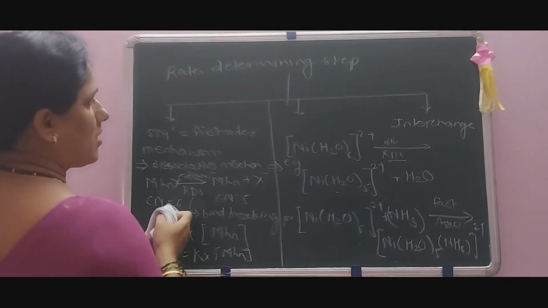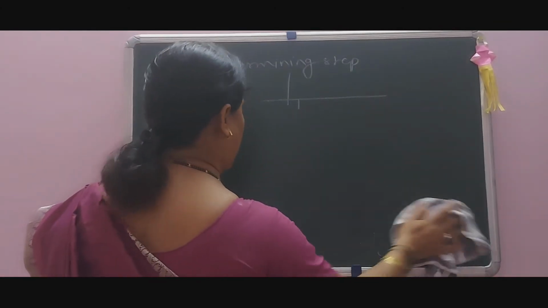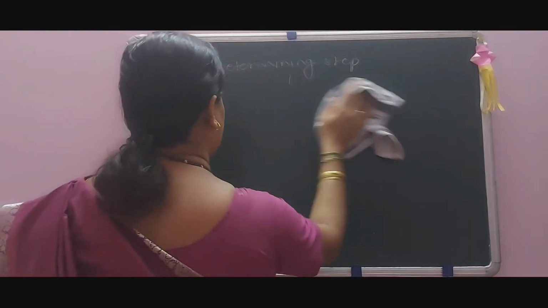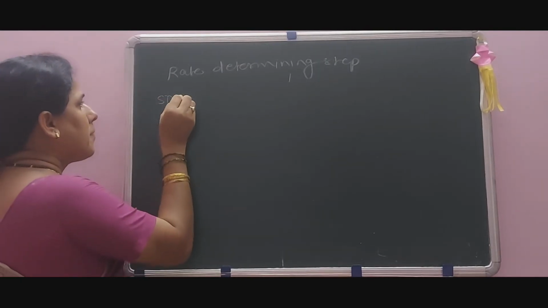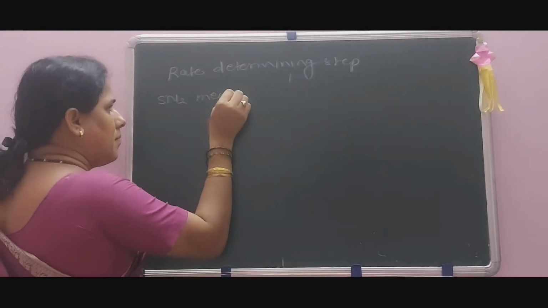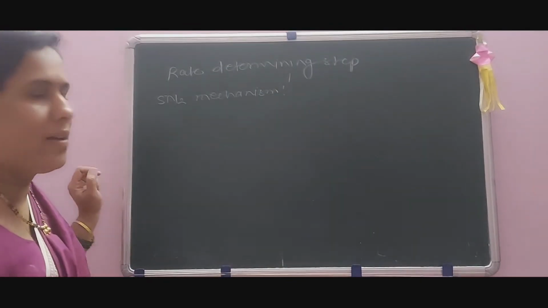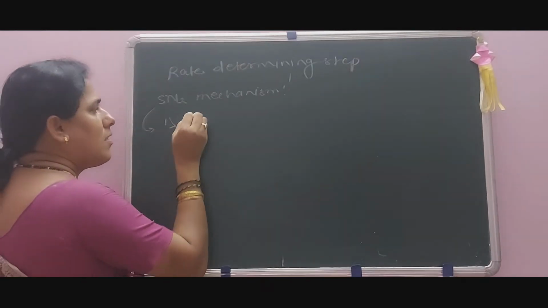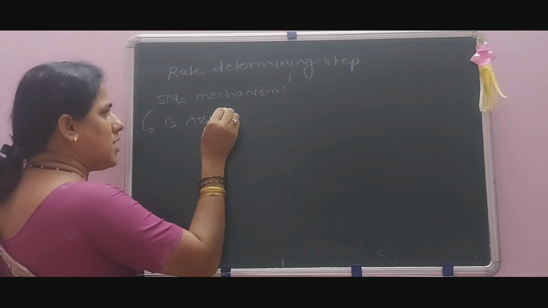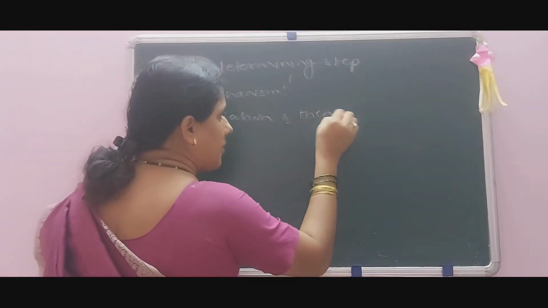Now we consider the second mechanism, called the SN2 mechanism. In this SN2 mechanism, what happens here? Again, first there is an association step, and then a dissociation step.